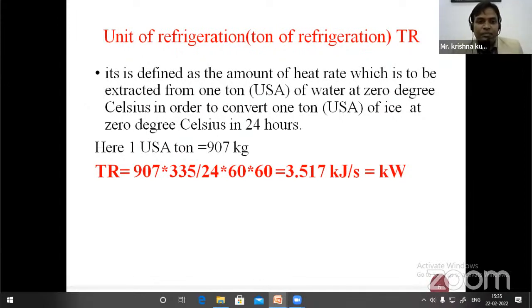Then we talk about the commercial fridge or air conditioning. In our house, there are fridges and air conditioners. Most of the components or systems of refrigeration and air conditioning work on the vapor compression refrigeration system. So we will talk about the vapor compression refrigeration system.